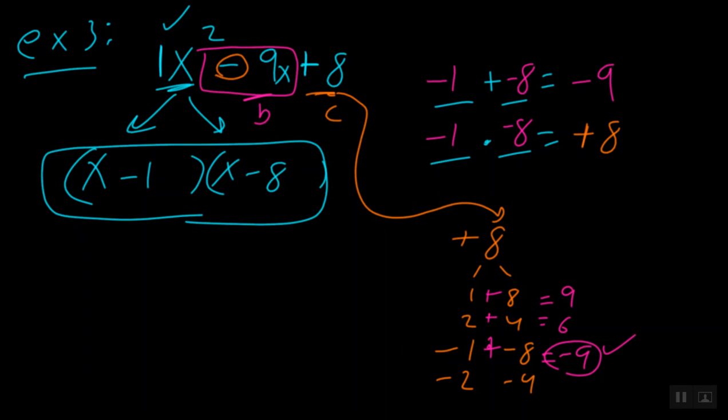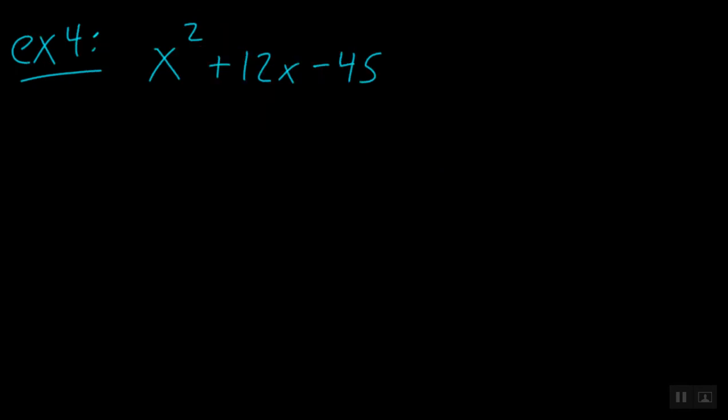Now let's look at one more, and this will be by far the most difficult example. So pause, finish taking notes, and let's move on to the last one. Okay, by far this will be the most difficult example, and let's run through all of our checkpoints. Is this something that has an a value of 1? Yeah, there's a coefficient of 1 there, so we can use our simple factoring method. We see our b term is a positive 12. We see our c term is a -45.